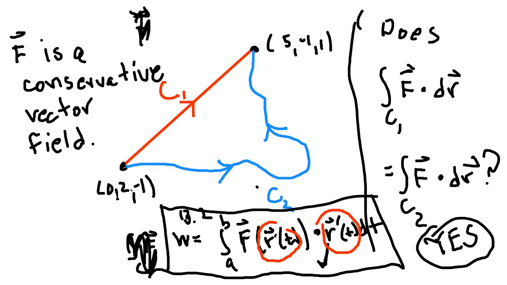So again, if you have a conservative vector field, the work along any path would be the same. But if the vector field F is not a conservative vector field, then the work along one path could be different than the work along another path. Okay, are there any questions on that?